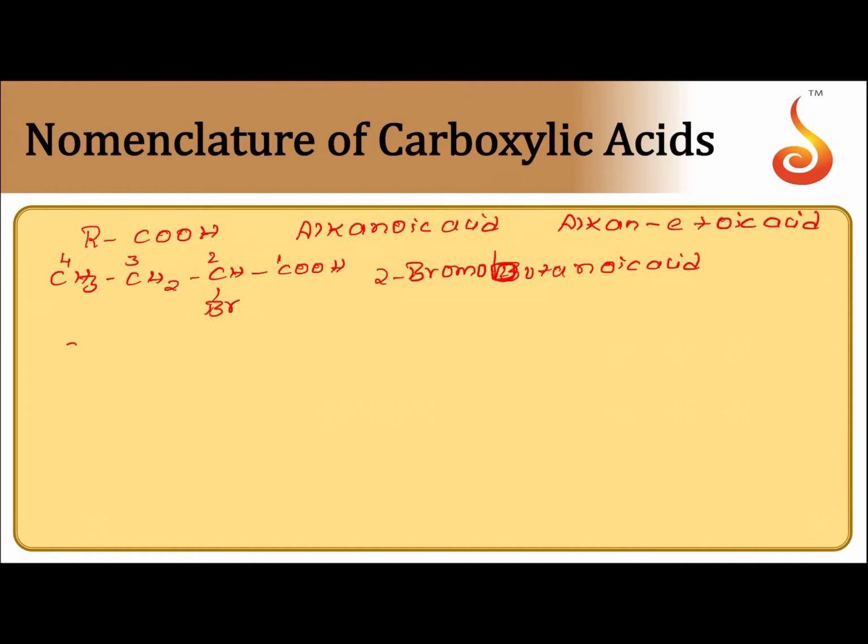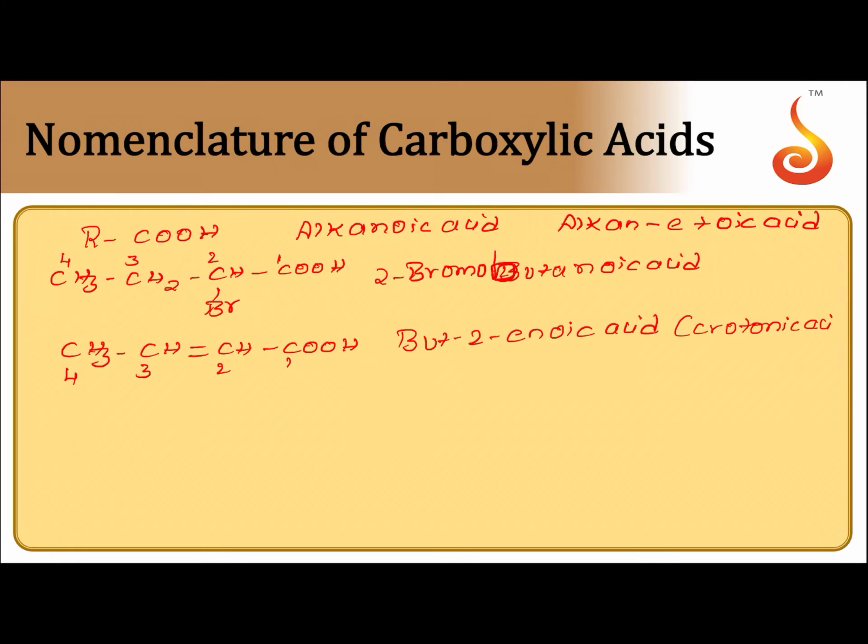Let us take one unsaturated monocarboxylic acid and name it: CH3, CH, double bond CH, COOH. If you take this compound, again the root word is but because there are 4 carbon atoms. So what is the name of this compound? But-2-enoic acid. The common name of this compound is crotonic acid.